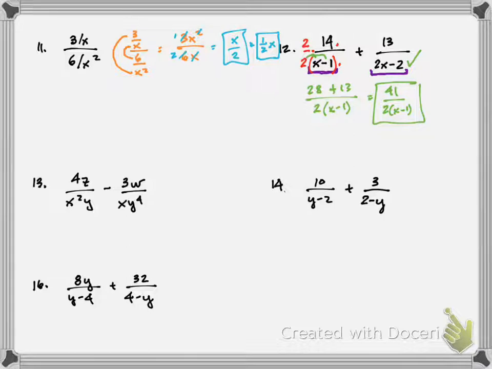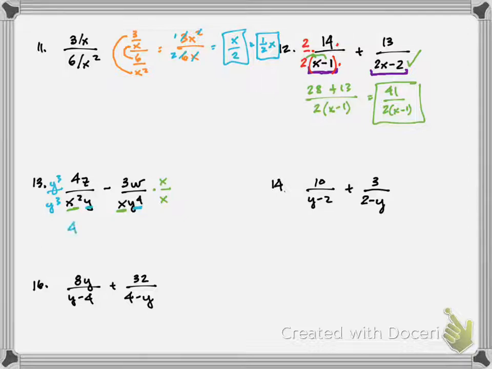Number 13, fastest way to find a common denominator. Well, I can see an x squared over here and an x over here. So I'm going to multiply this by x over x. That'll give me my x squared in my denominator. I can see a y to the 4th over here and a y over here. So if I multiply this by y cubed over y cubed, then I'll get a common y to the 4th power there. And so now let's rewrite.